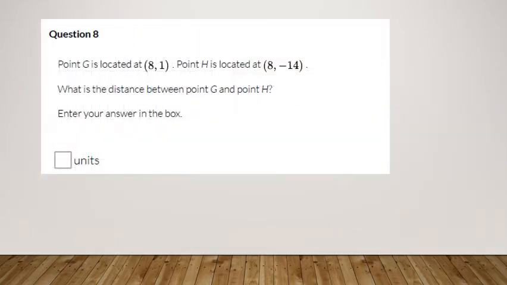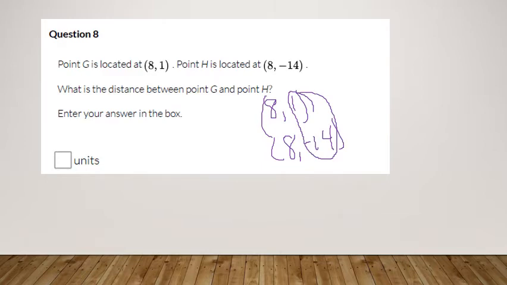Okay, point G is located at 8, 1. Point H is located at 8, negative 14. What is the distance between these two points? So I've got 8, 1 and 8, negative 14. Okay, the only thing that changed was my y value. So I'm just going to subtract these two. 1 minus negative 14 is the same as 1 plus 14. So that is 15 units.